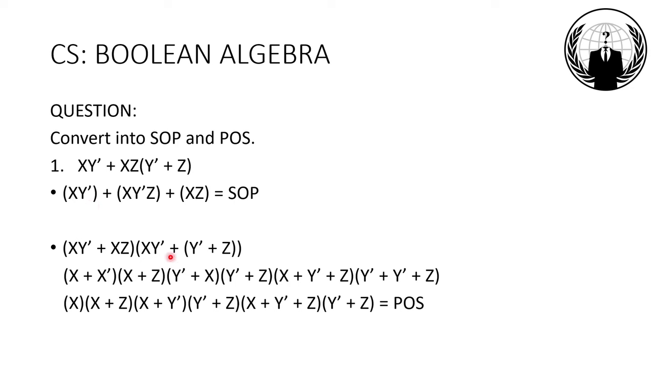Now the second form is the POS form. So we will apply the distributive law, the first part, which says that x plus yz is equal to (x plus y) into (x plus z). By applying that, we will get the result as POS, or product of sums.